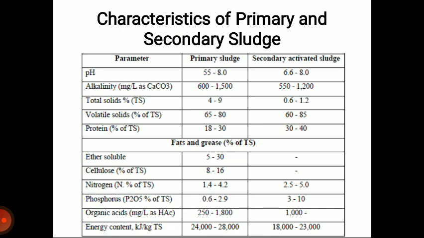Next, energy content, kilojoule per kilogram total solid. Here primary sludge 24,000 to 28,000. In secondary activated sludge 18,000 to 23,000.